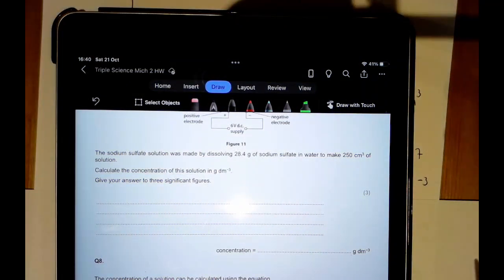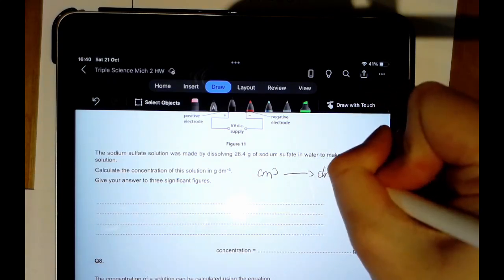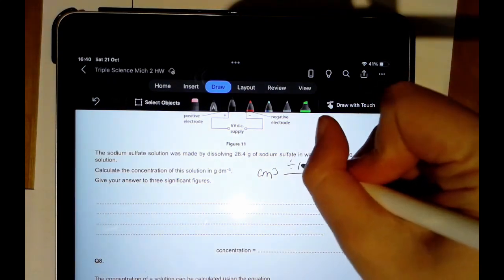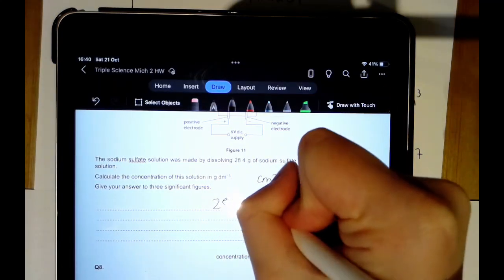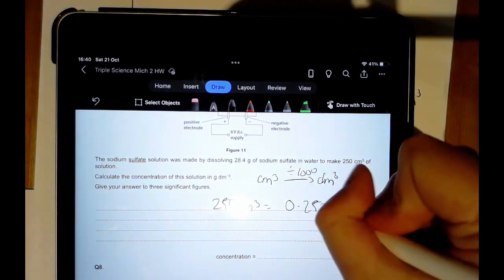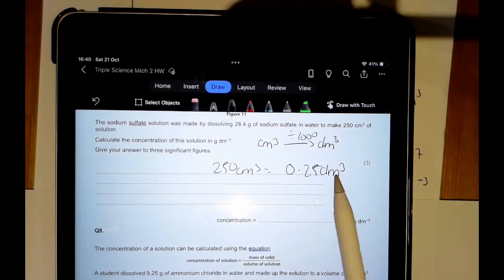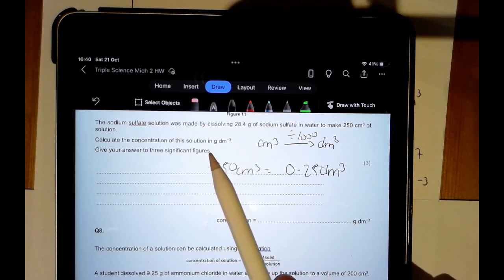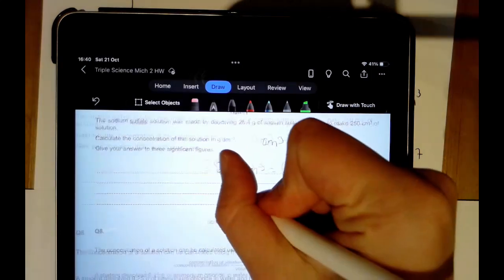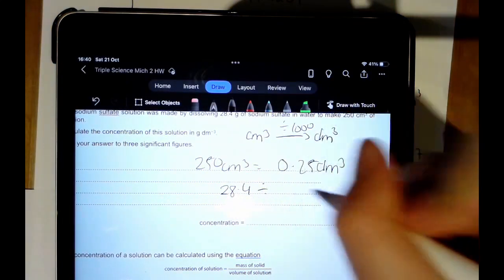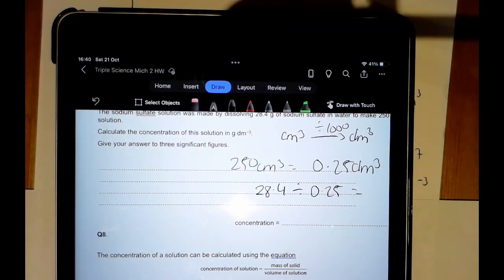Therefore, the first thing you're going to need to do is a unit conversion. So if I want to go from centimeters cubed to decimeters cubed, I am going to be dividing by 1,000. Okay, so 250 centimeters cubed is the same as 0.25 decimeters cubed. All right, now I've got something in decimeters cubed. I already had something in grams, and according to my unit, it's whatever I have in grams divided by whatever I've got in decimeters cubed. So that's going to be 28.4 divided by 0.25, and that is going to be my answer, and I have to give that to 3 significant figures.